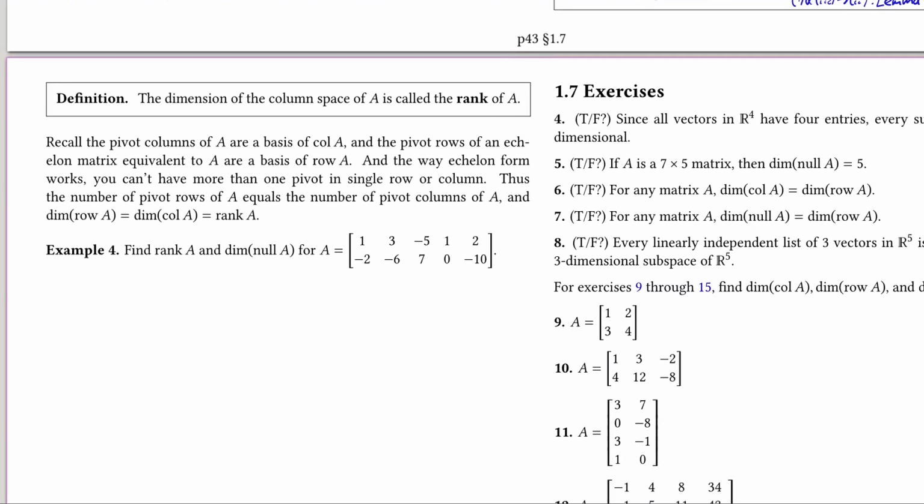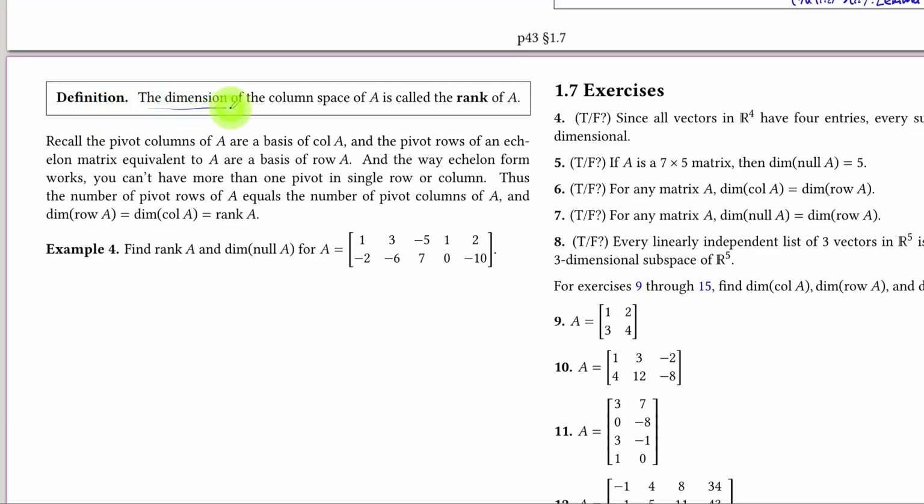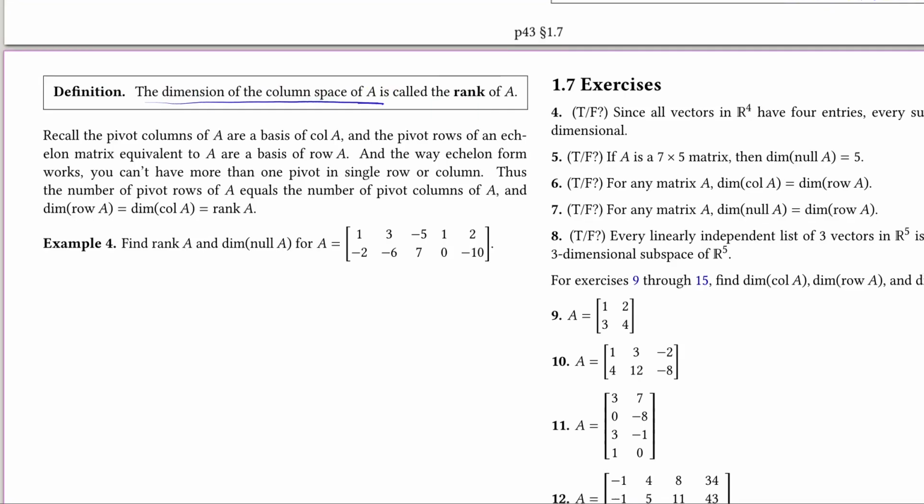So anyways, let's look at this definition. The dimension of the column space of A is called the rank of A, and you just write it as rank A, like so. Now, the reason we don't just call it the dimension of the column space is because it's actually also equal to the dimension of the row space.